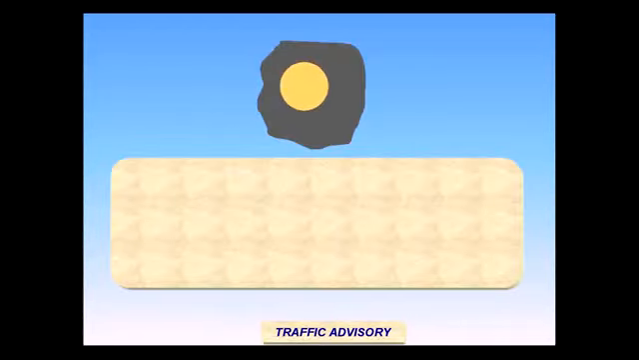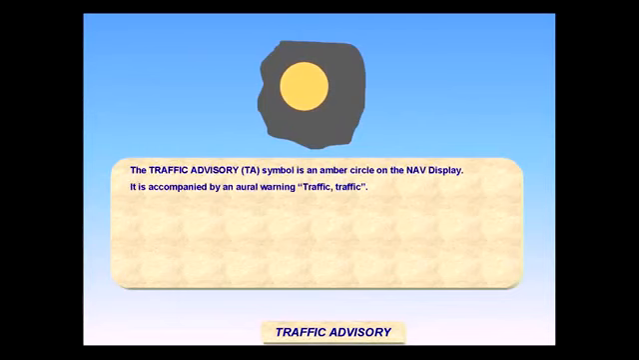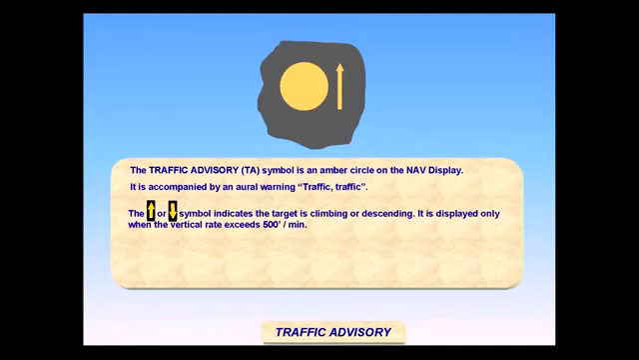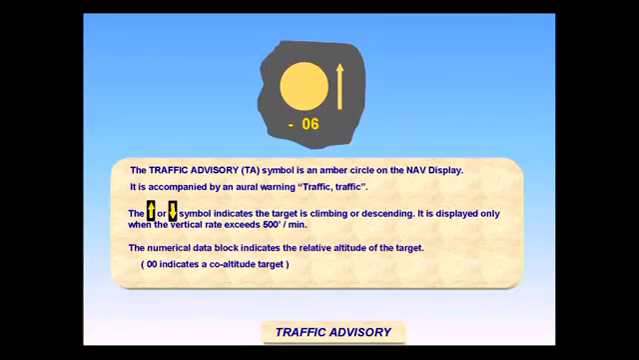The TA symbol is an amber circle with a data tag used to report relative altitude and vertical path trends and is accompanied by the oral message, "Traffic, traffic." The vertical arrow is displayed only when the target's vertical rate is greater than 500 feet per minute. The data tag always displays relative altitude separation. A target without an encoding transponder is always displayed as co-altitude traffic with no trend arrow. No resolution advisories are available in this case.